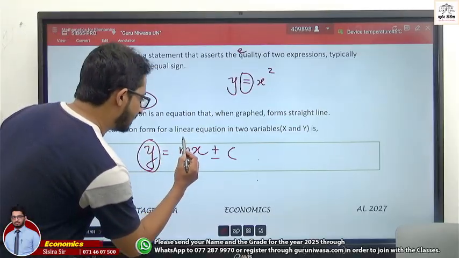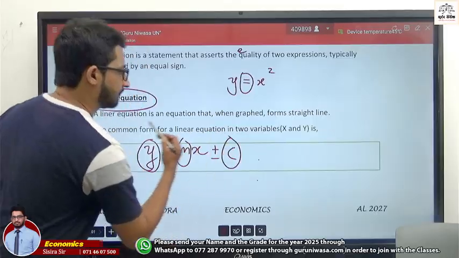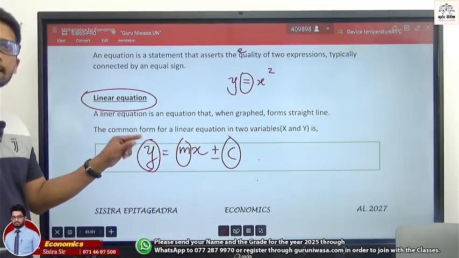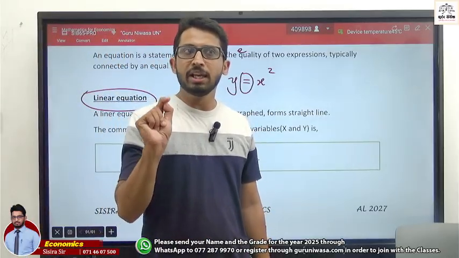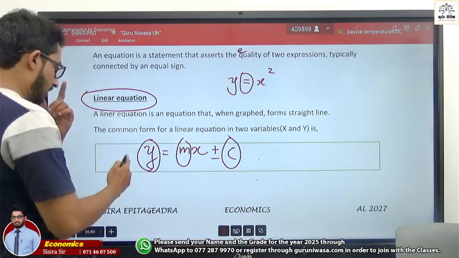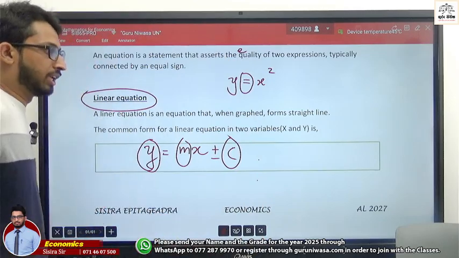Y, this is m, this is c. Let me write down this equation. This is the standard form of linear equation.